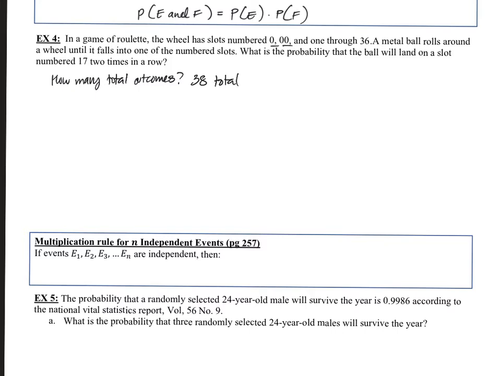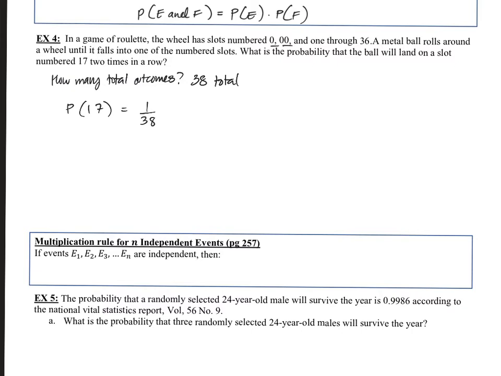And then the probability of landing on 17. Let me just write this up. What is the probability of 17? Well, we only have one opportunity to hit 17. So it's going to be 1 out of 38.